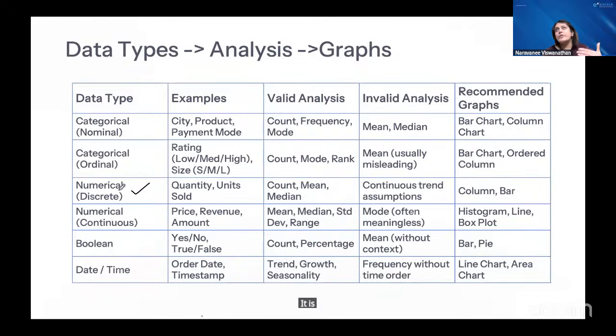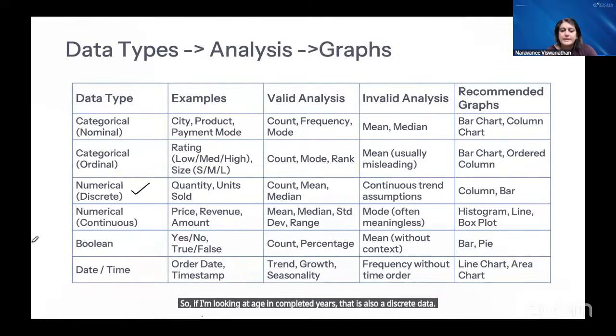It is the number of items sold, or it is rank. So rank will become ordinal data, right? Or positive marks, or age, completed age. Today you and I basically measure age in completed years. We forget the months, we forget the days, right? So if I'm looking at age in completed years, that is also discrete data. Making sense, everyone?